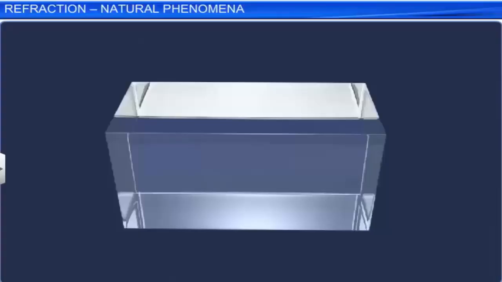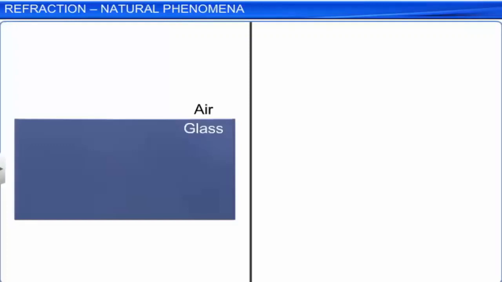Let us study the refraction of an obliquely incident ray of light through a parallel-sided glass slab. In such cases, light gets refracted at two interfaces. First, the ray of light is incident on the air-glass interface and refracts through the glass slab. Let the angle of incidence be I and the angle of refraction be R.